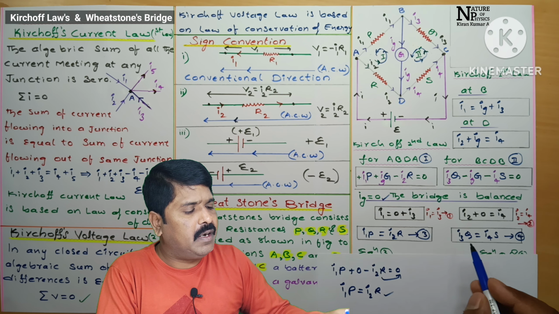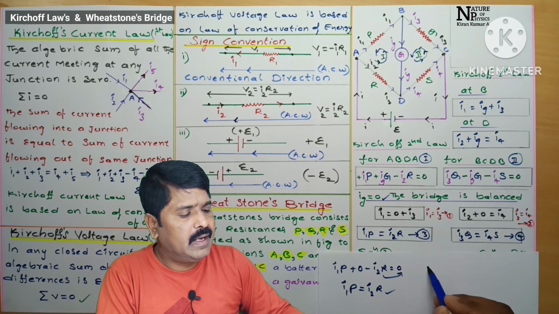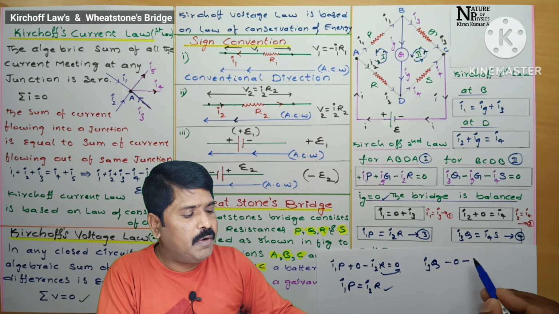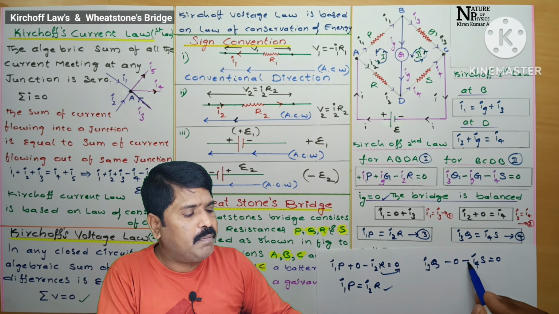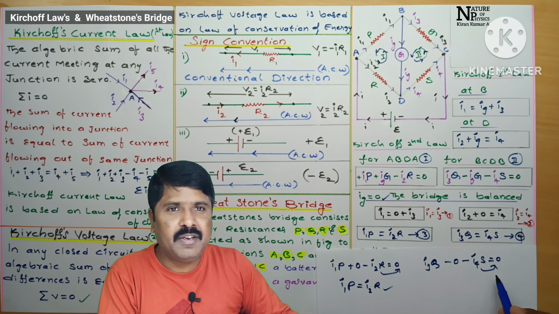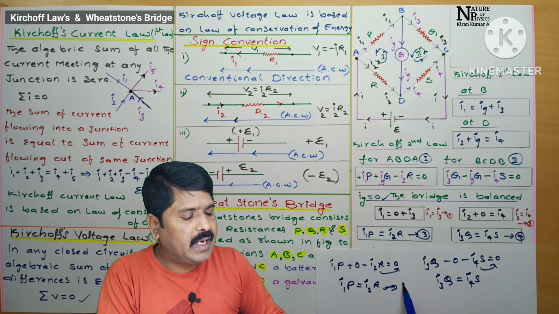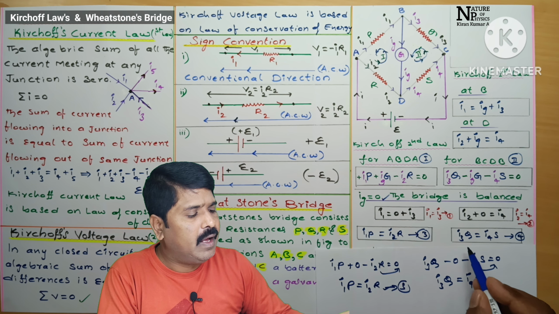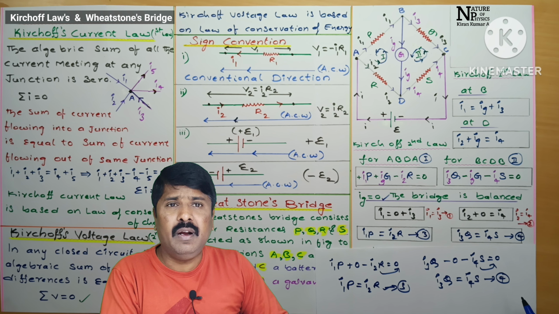And then, continuing, next step, from loop 2, that is I3Q, galvanometer current is 0, 0 into anything is 0, minus I4S is equal to 0, student. Moving minus I4S from the LHS to the RHS, I3Q is equal to I4S. So this is taken as equation number 4. Clearly, I1P is equal to I2R is equation number 3, and I3Q is equal to I4S is equation number 4, student.